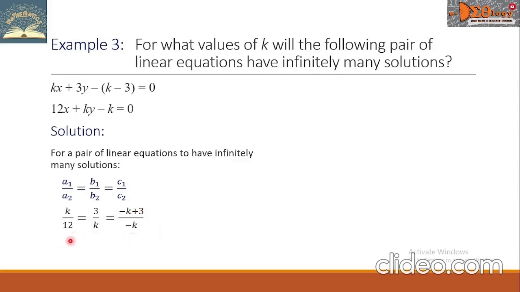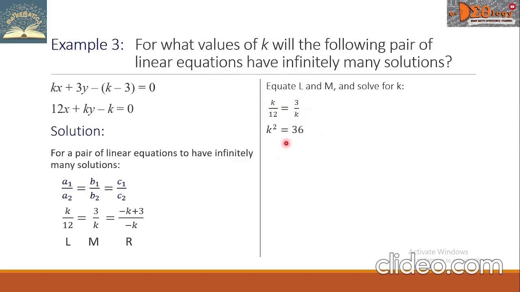We can see here we have three parts of the equation. We have the left side, the middle part, and the right side. Let us equate the left side and the middle part, then we solve for k. So we write k over 12 equals 3 over k. When we cross multiply, we will have k squared equals 36. Then we take the square root of both sides. So we will have two values of k, positive 6 and negative 6.